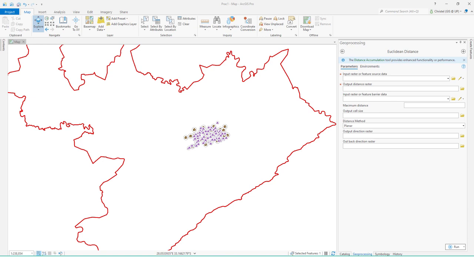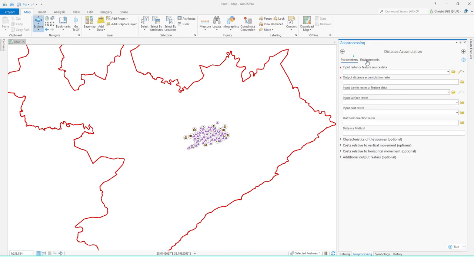Another way to calculate Euclidean distance is by using the Distance Accumulation tool. This is a compound tool that is preferred over the legacy tool of Euclidean distance. It has quite a lot of inputs. Some of these are required and some are optional.